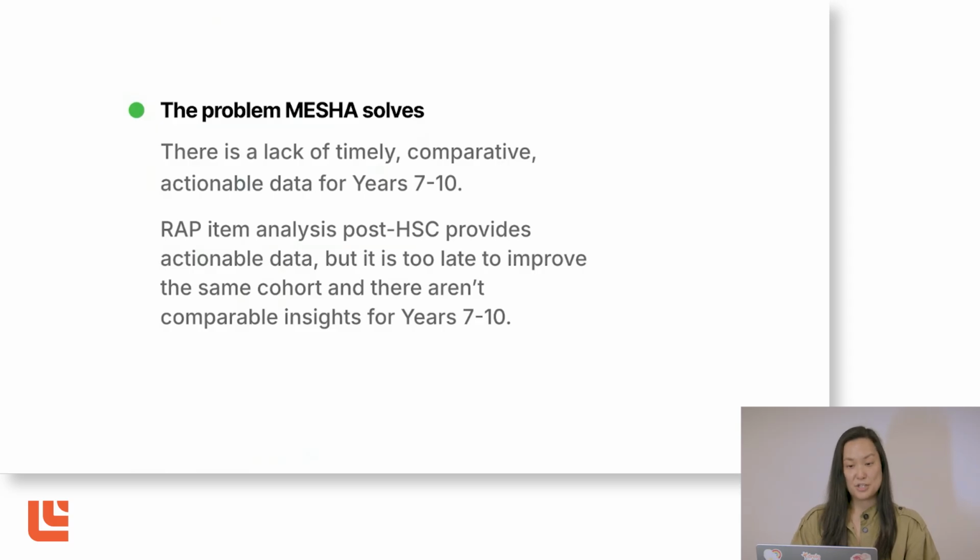The problem that MESHA solves is that there is a lack of timely, actionable feedback for teachers currently. What teachers really like to use is the WRAP item analysis that you get back post HSC, which can tell you on an item by item level where your students are at compared to the whole cohort. And this is great information. However, it's not really actionable because that cohort has already left school. So it's good for you to know in your school and designing the curriculum, but you can't really action it with your class.